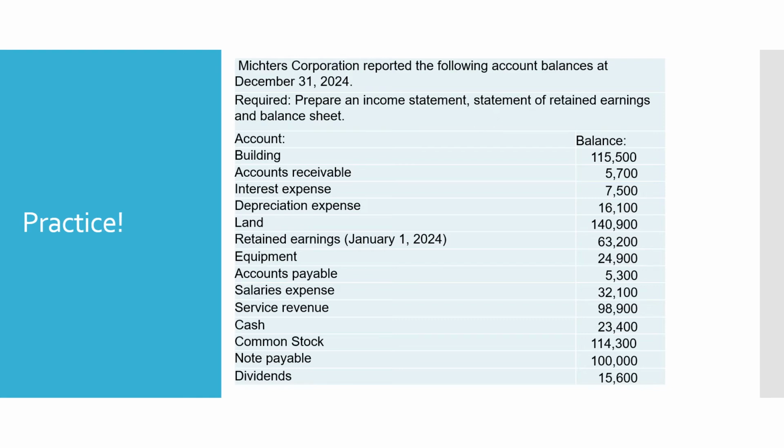Remember that you have to prepare the income statement first. You're going to take the net income or loss number and use it in the second financial statement and compute the ending retained earnings balance, which you're going to report in the stockholders' equity section on your balance sheet.